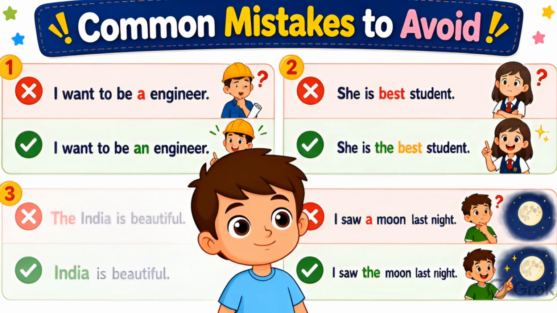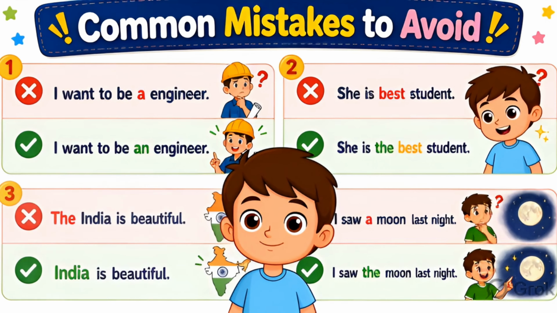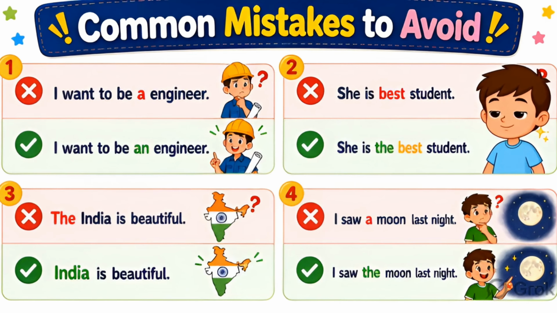Four very common article mistakes. An engineer, not a engineer. The best, not just best. No article with most country names. And the moon, not a moon, because there's only one.